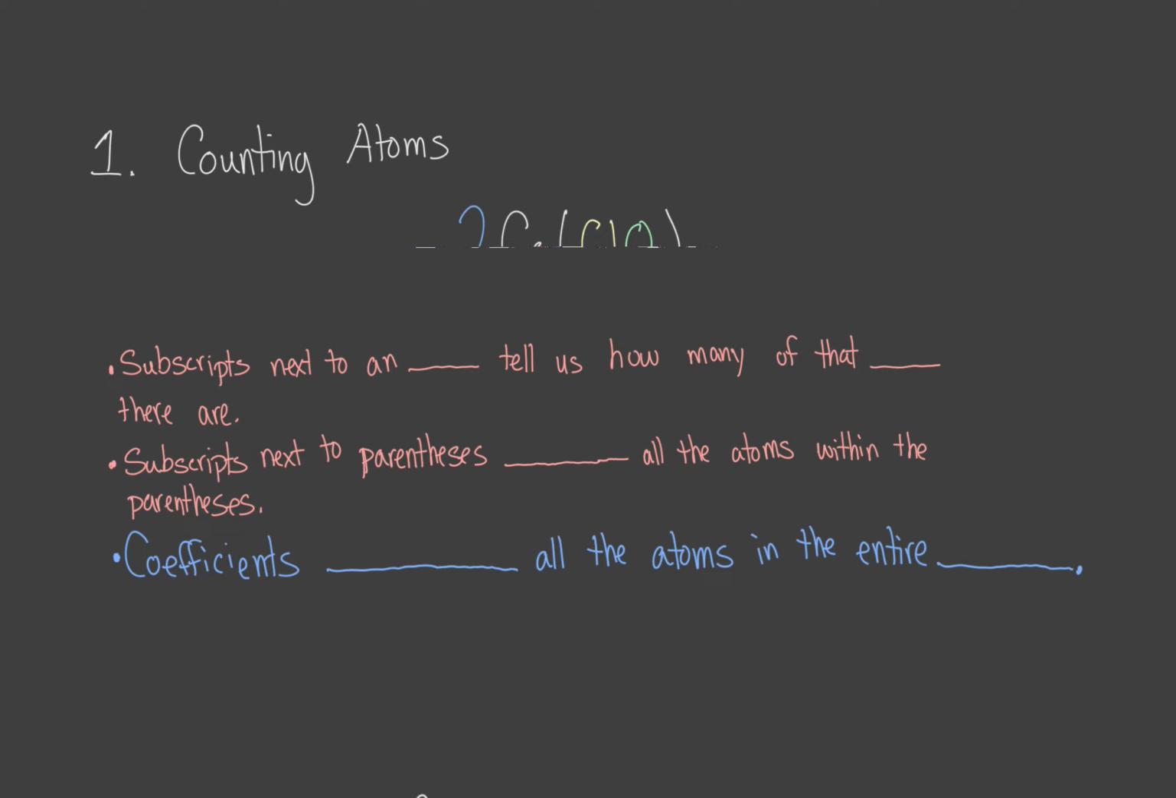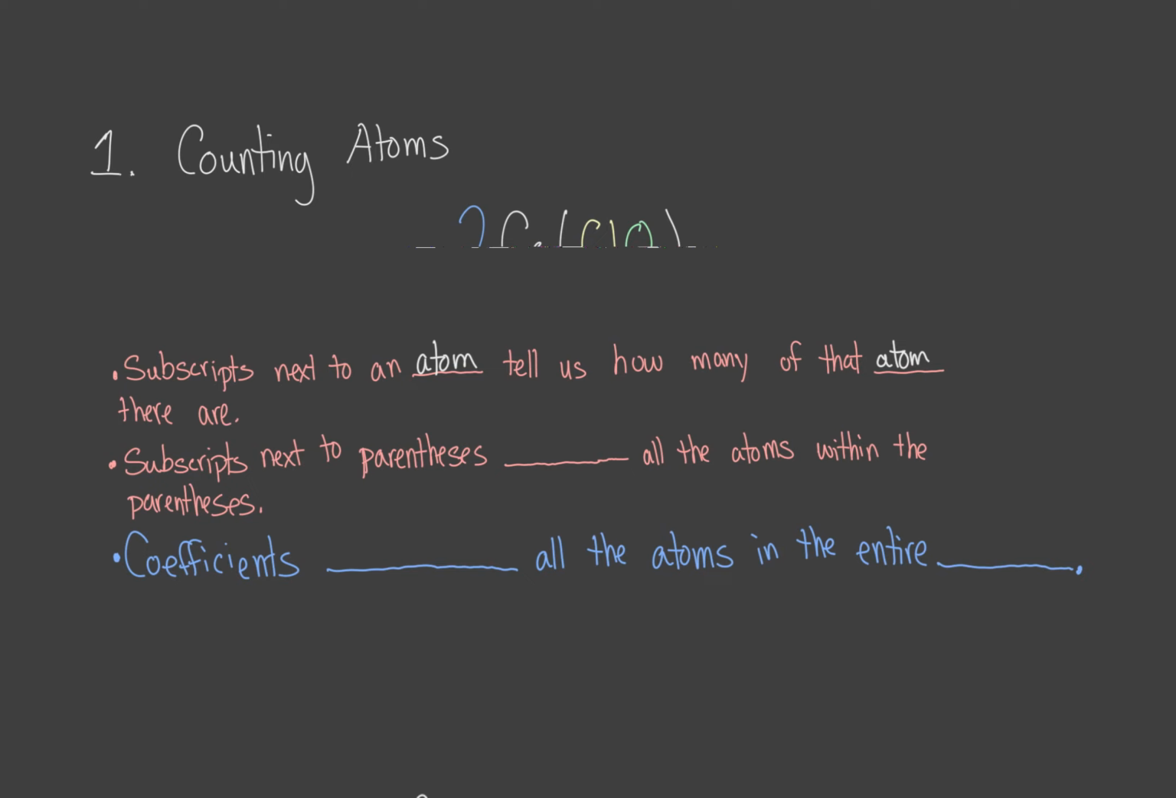So that's a subscript. And then there's also coefficients, and those go in front of the entire molecule. So let's look at what it means when we have subscripts and coefficients. So first of all, if we have a subscript right next to an atom, which is the case for the 4 next to the oxygen, that just tells us how many of that atom there are. So in this case, this subscript here tells us that there's 4 oxygen atoms.